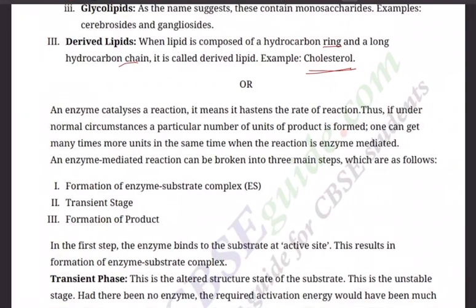But the enzyme itself will not undergo any changes. So an enzyme catalyzes, that's why we use the word catalysis. It means it hastens the rate of reaction. It speeds up the rate of reaction. Thus, if under normal circumstances a particular number of units of product is formed, one can get many times more units in the same time when the reaction is enzyme mediated.